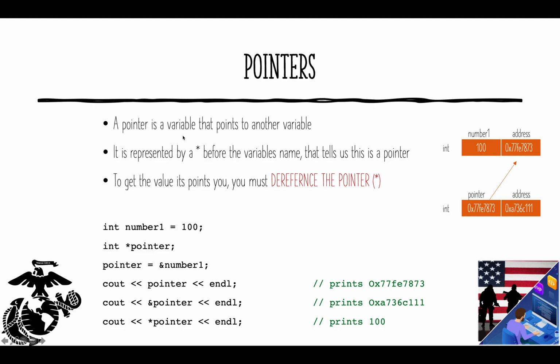So a pointer is a variable that points to another variable. It is represented by an asterisk before the variable name that tells us this is a pointer. And in order to get the value of which it points to, you must dereference the pointer. So we'll walk through that.